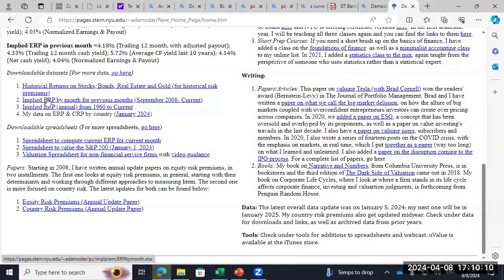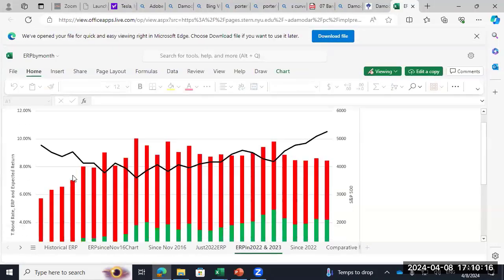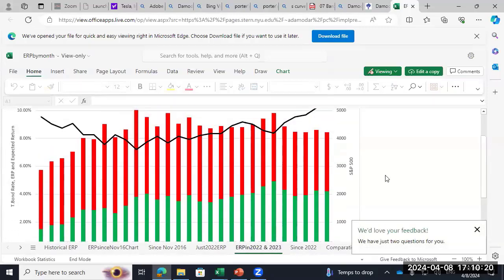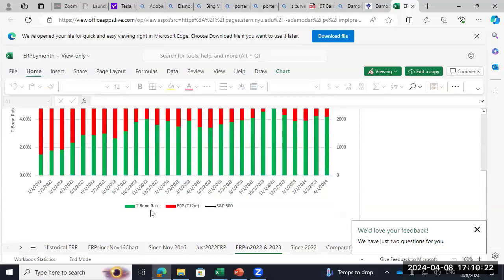Implied ERP by month for previous months. There he is. He uses the implied approach. And there's his market risk premium, that red right there. ERP. He calls it equity risk premium. It's the same thing. Market risk premium, equity risk premium are the exact same thing. And there's the risk-free rate. See how low it was back in 2022 as it was rising up.